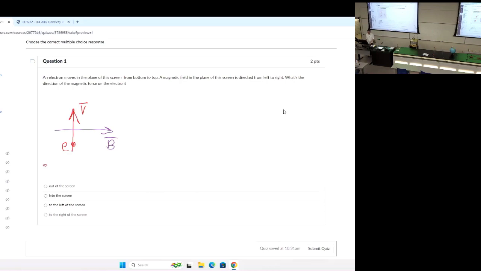Again, this is a question about the field equation. Think about it this way. This is a question about our picture of the field equation, how the field equation works, how it relates the direction of the force to the direction of the motion and the field. So I'll give you another couple of minutes to think about that.